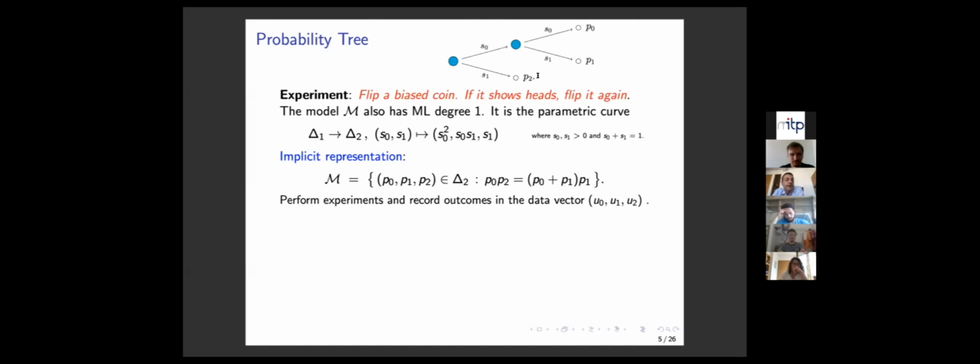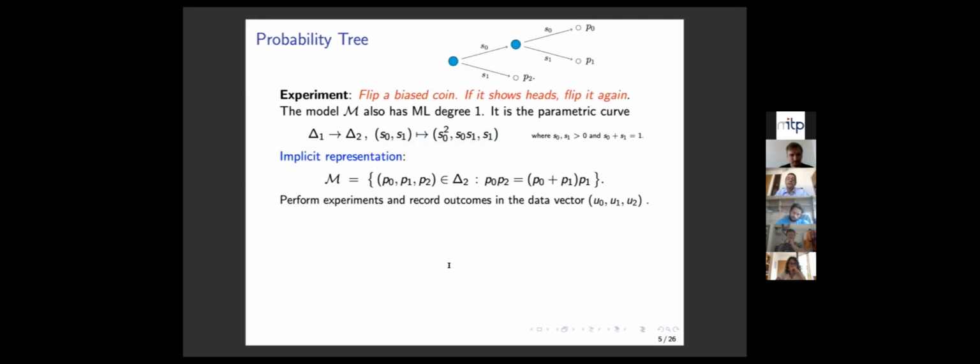And then the model is a curve in that triangle. So the model parameters: S0 is the bias of the coin, the probability that heads comes up. And then, of course, tails is 1 minus S0, which I denote by S1. So then in parametric form, this is the parametrization of the curve. The 3 probabilities are S0 squared, S0 S1, and finally S1 for tails. And these things sum up to 1. The implicit representation is a quadratic curve, a projective variety intersected with our triangle. This is the implicit equation.